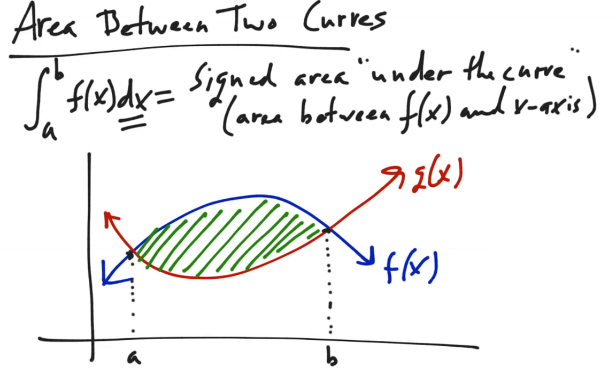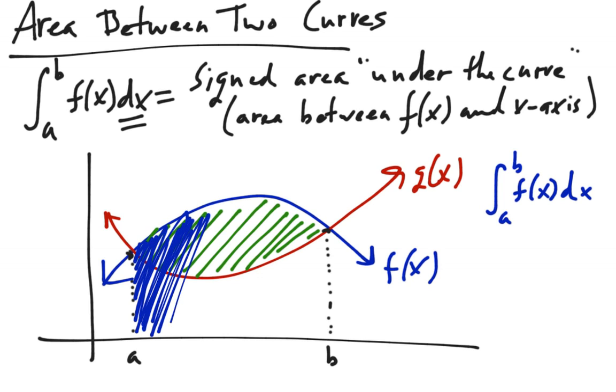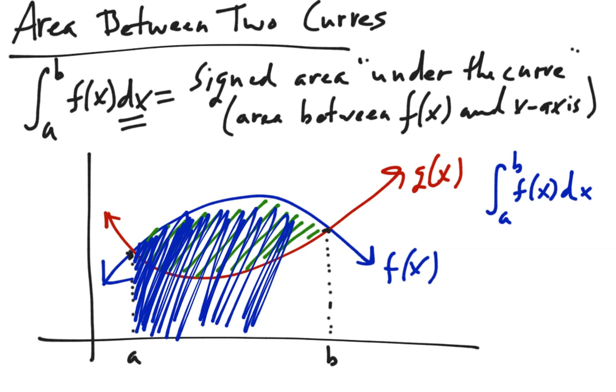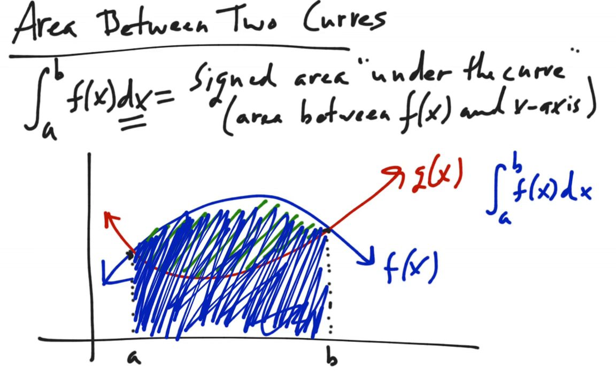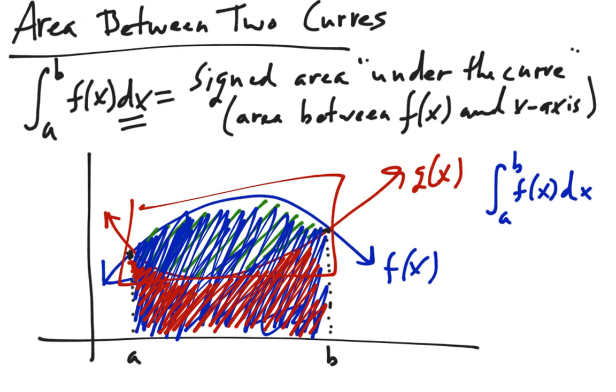So let's think about this. We know that if we were to integrate from a to b of f of x dx, this would give us this blue area, which is all of the area under f of x, between f of x and the x-axis. But that's not what we want. We've overcounted area, so we need to take back area. If we subtract the area under g of x, like this, then what we're left with is this oblong, oval-shaped region. That was what we were after.